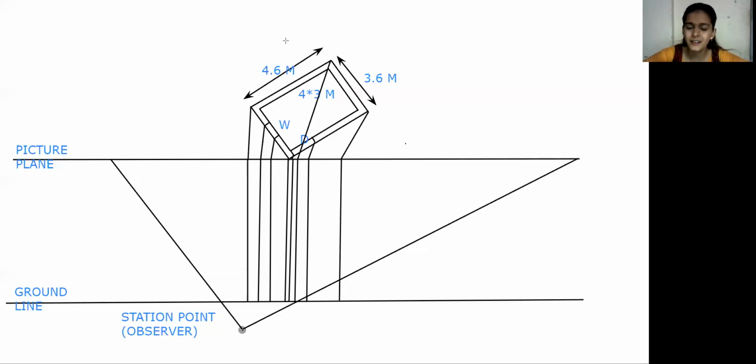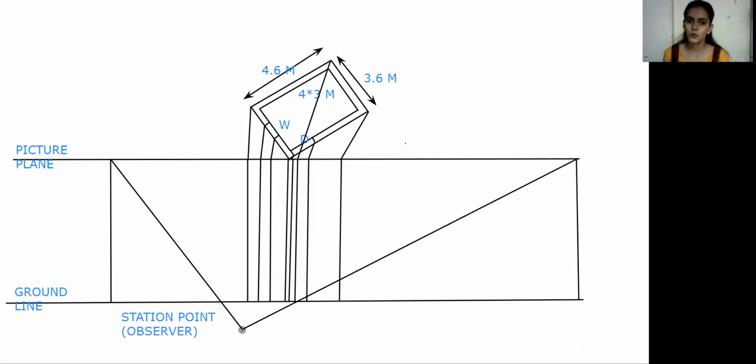Then again consider the two parallel lines that we have drawn from the station point. This point and this point. From both these points, we again need to draw the vertical lines. So all the vertical lines are drawn.